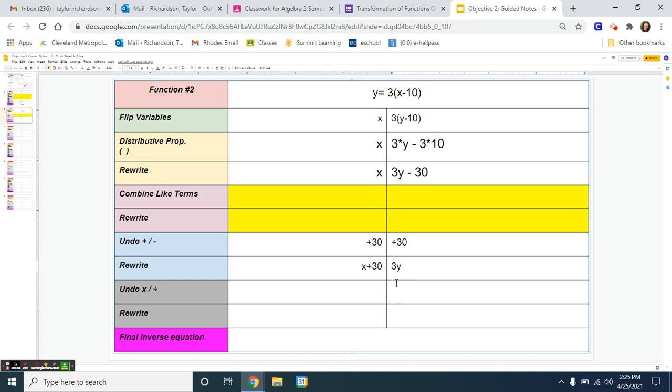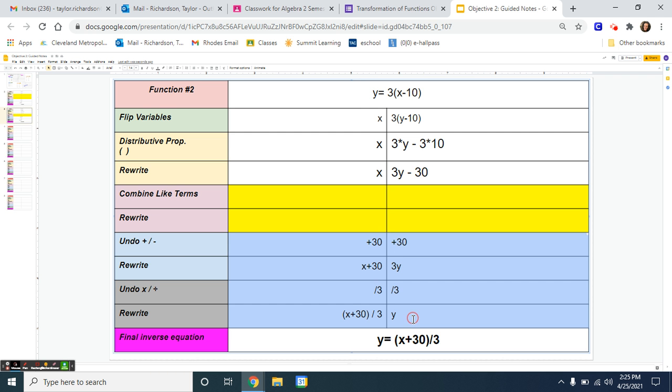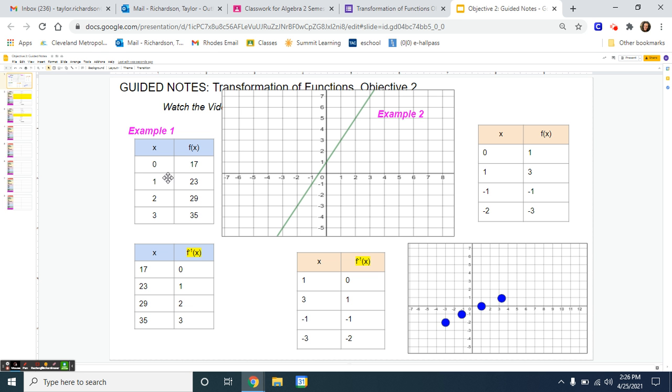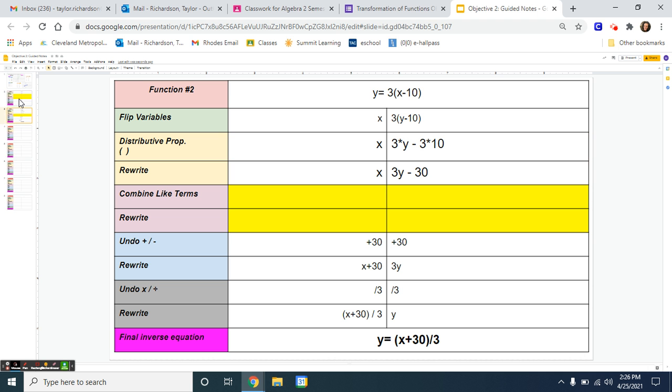Last thing, to get rid of that 3, we're going to divide by 3, and we're going to do it on both sides. These 3's cancel out. I have a y, and then remember, we want to keep x plus 30 together, and then divide it by 3. We have solved for y. Let's put it first. x plus 30 divided by 3. Here is your inverse equation of the original. So the only thing extra we had to do was distribute, but then all the rest of the steps were the same. So we have just gone over how to find the inverse of tables, of graphs, and now equations.